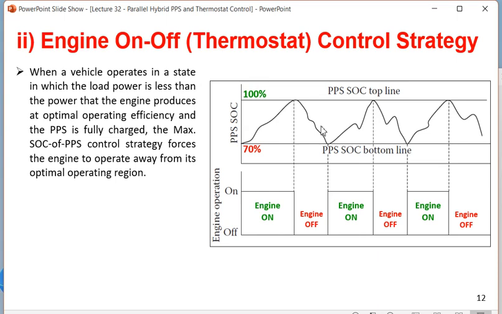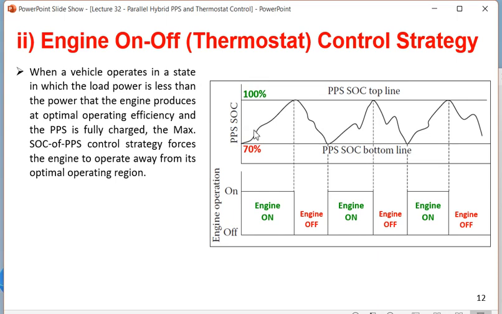It will never happen. So in the hybrid mode, in the previous case, in the max SOC, both engine and PPS were in discharging mode. But in this case, engine on off thermostat control strategy, where on off of the engine is done by the thermostat based controller, initially the engine is made on by the thermostat. Why is the engine made on? Because PPS charge storage is 70% only. That means PPS is at the discharge lower threshold. In that case, we find the need to charge the PPS. That's why the engine is turned on by the thermostat based controller.